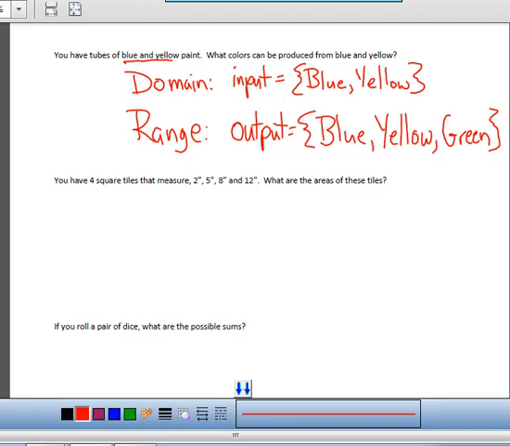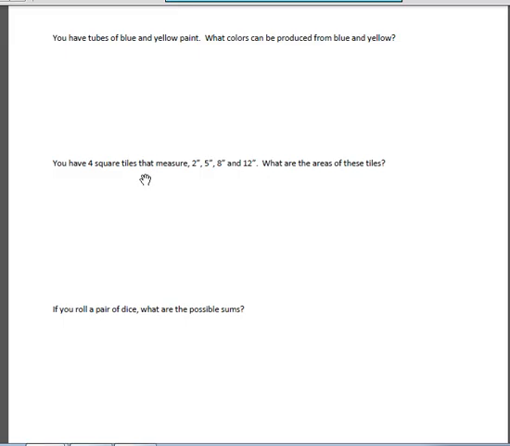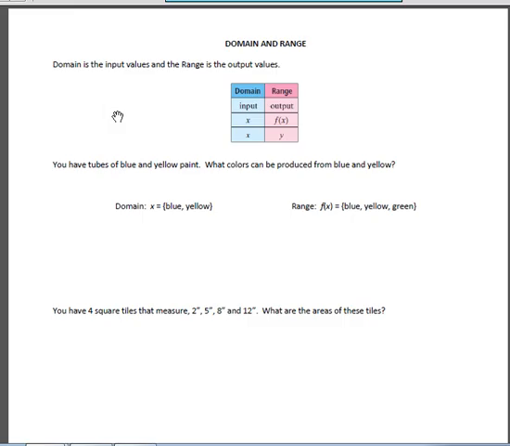Alright? Okay, so then there are two more examples. You have 4 square tiles that measure 2 inches, 5 inches, 8 inches, and 12 inches. What are the areas of these tiles? And if you roll a pair of dice, what are the possible sums? So we're going to take a look at these actually over on the next page. So turn to page 26.